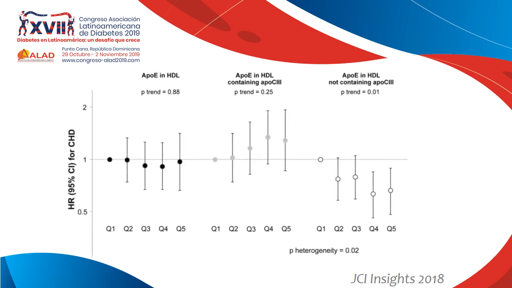And then in the same publication, we looked at this from an epidemiological point of view, and this is the result from a nested case control study, it's actually a case cohort study, in a large Danish cohort, measuring again the subtypes of HDL and associating the concentration of each type with the risk of coronary heart disease. And again, the protective association was only observed for ApoE in HDL not containing ApoC-III.